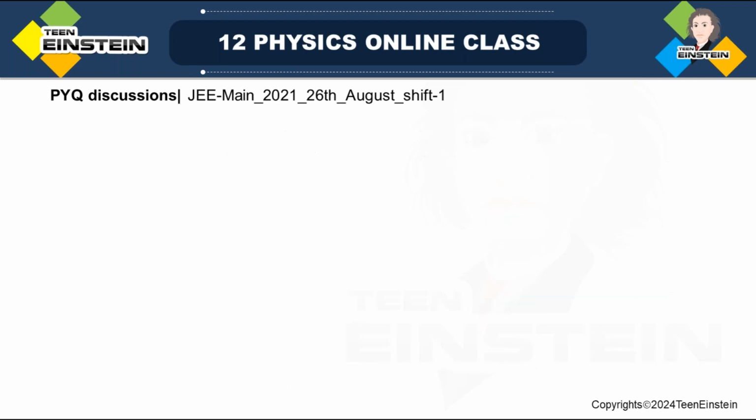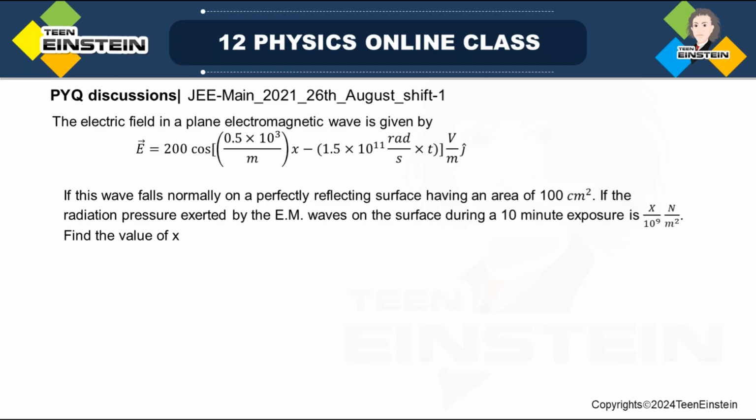All right, so we'll go to the next problem. This problem is again an interesting problem. This problem says the electric field in a plane electromagnetic wave is given by 200 cos of 0.5 into 10 to the power 3 per meter x. That means this is kx. K is actually 2 pi by lambda. So lambda has got unit of length, so it is in meter. So that's why this is kx.